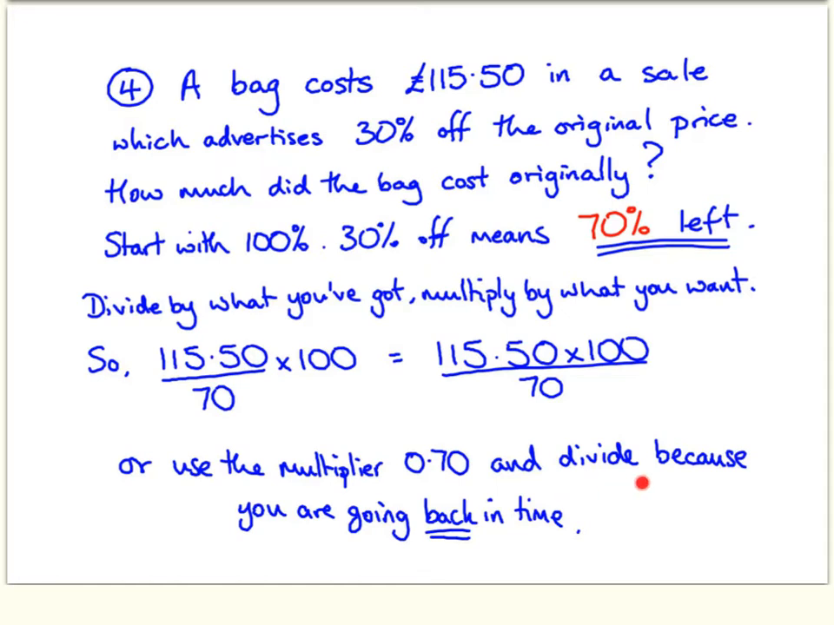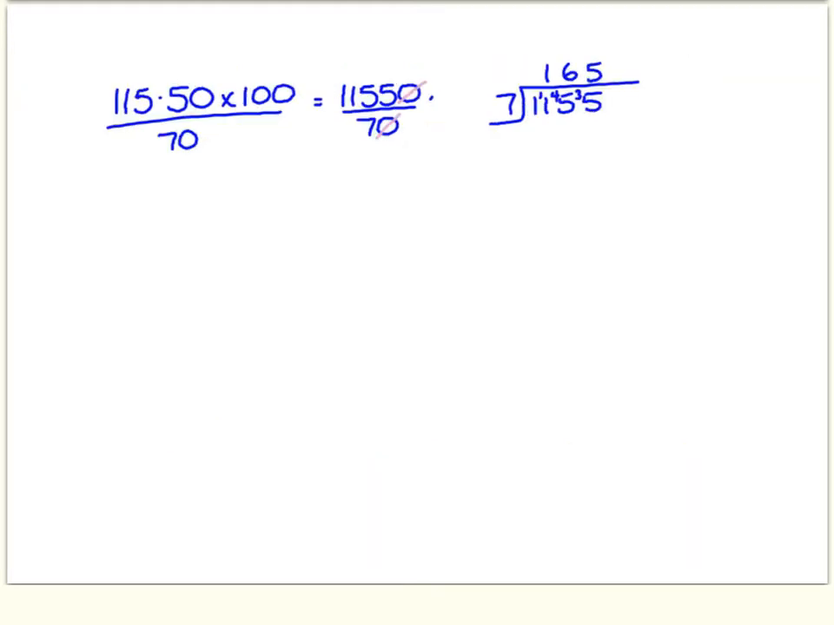We divide because you're going back in time. Even though it says multiplier, you're going backwards, so you're doing the opposite of multiplying. You're dividing. So there's an example of how it's done in that case. 115.50 times 100 over 70. This is the working you could do.